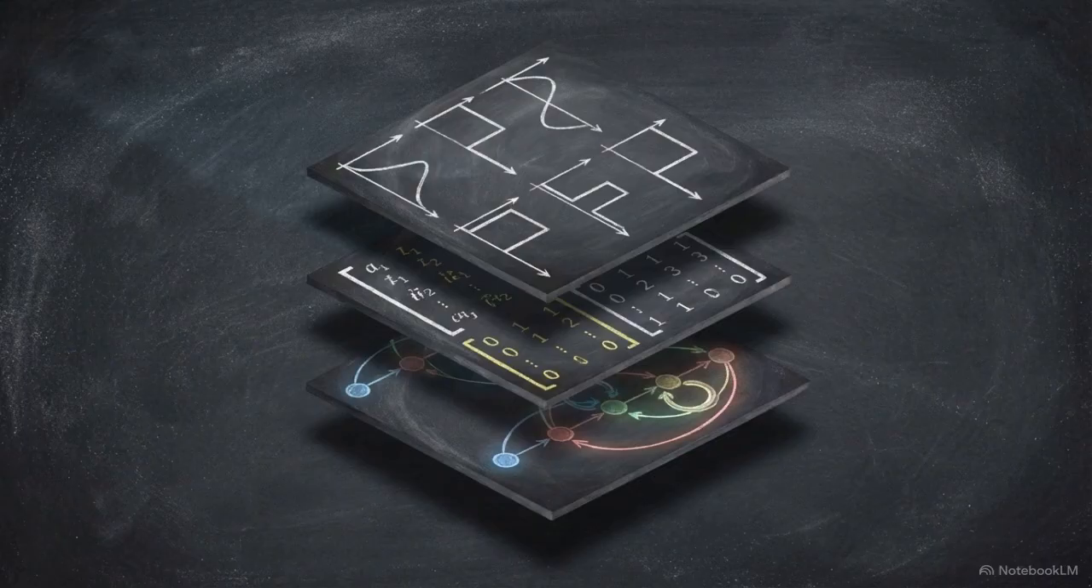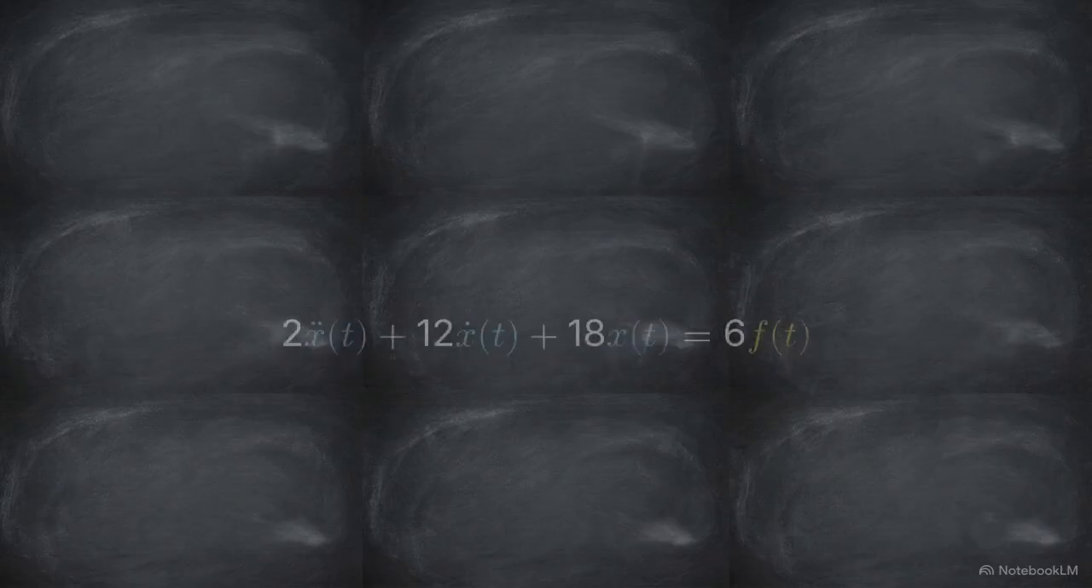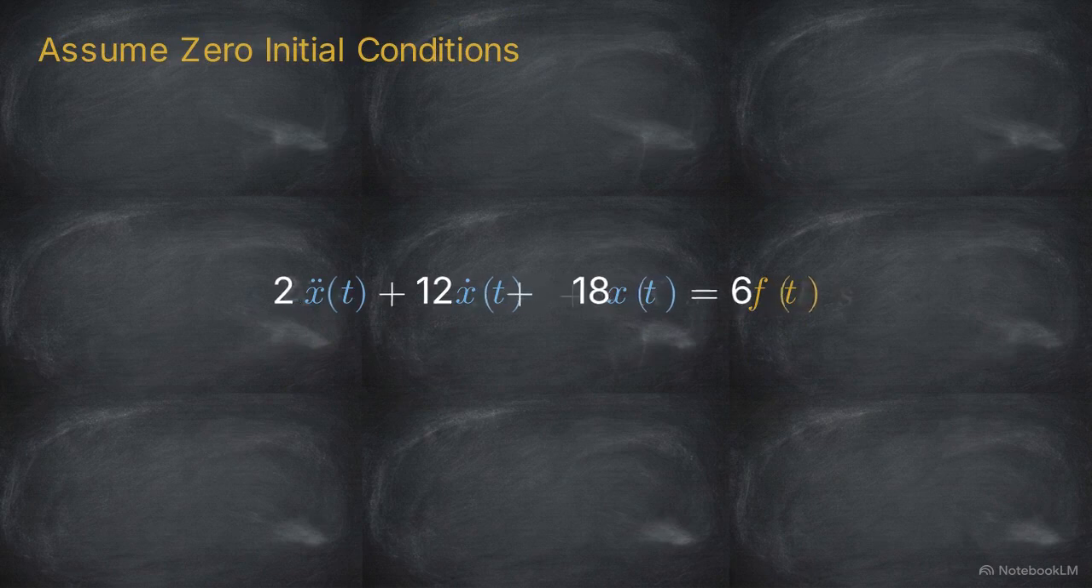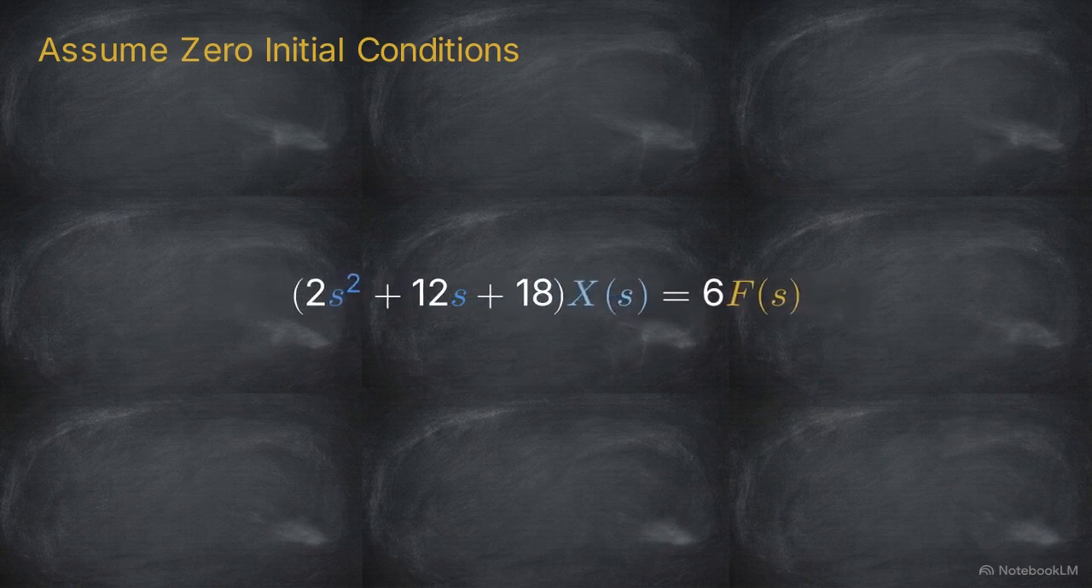Recognizing how this property bridges the domains allows an engineer to select the best mathematical lens for whatever system architecture they are building. We start by analyzing a physical system using standard time domain calculus. Look at this specific second-order ordinary differential equation. To translate this into an algebraic transfer function, we must assume zero initial conditions. We apply the Laplace transform. This maps the time domain calculus directly into S-domain algebra, converting the derivatives into S variables.